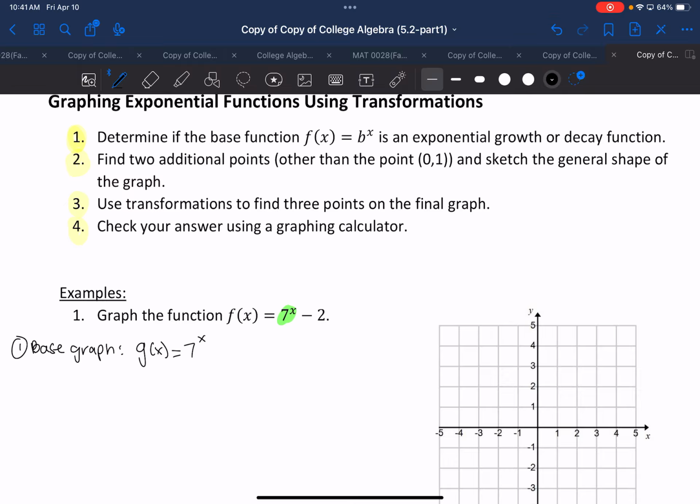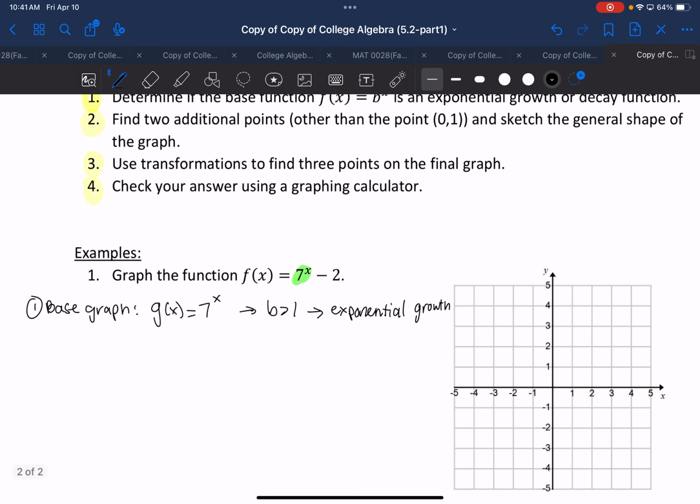Okay, so here, b is greater than 1 because it's 7. So this is exponential growth, which means it's increasing. So I'm just going to sketch the base graph. I know that it goes through the point (0, 1), and I know that it's increasing.